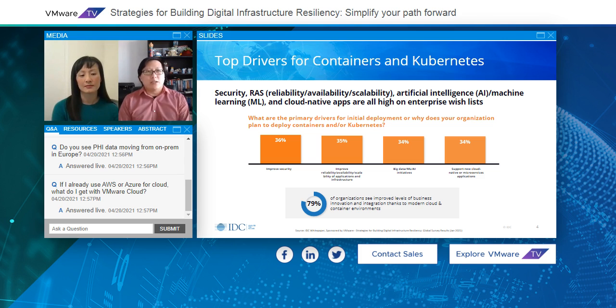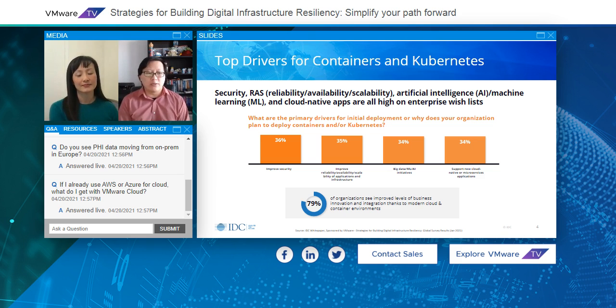The other part is being able to patch and update faster. A lot of container infrastructure is hooked into CI/CD, continuous integration, continuous deployment pipelines. And so when you do have to do a patch, like a security patch, that can happen a lot faster and in a more automated fashion.